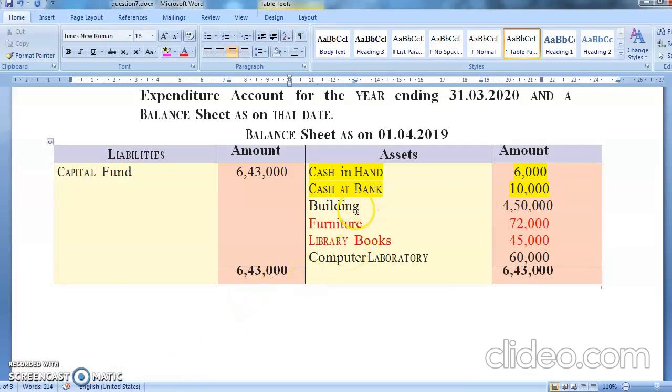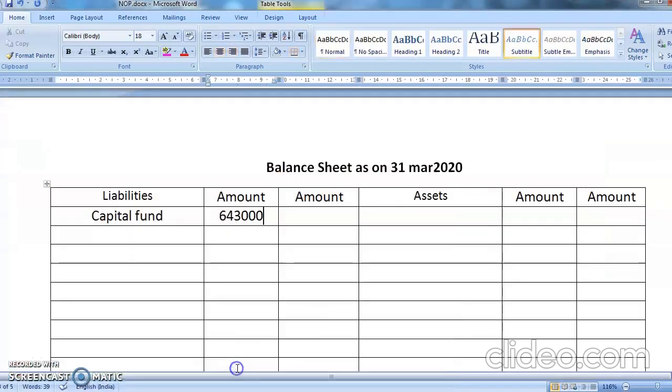Computer laboratory and building have no adjustment, the other two have an adjustment, so we'll be writing in the inner column. So building, yes, building has no adjustment, directly in the outer column 4,50,000. Then you had furniture.